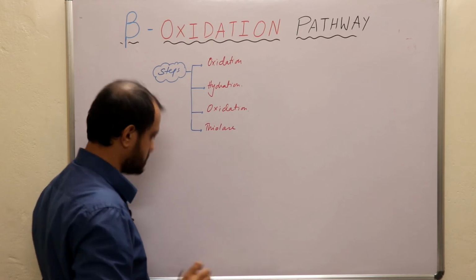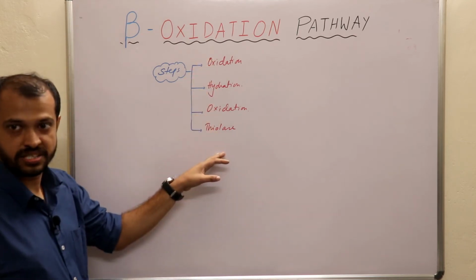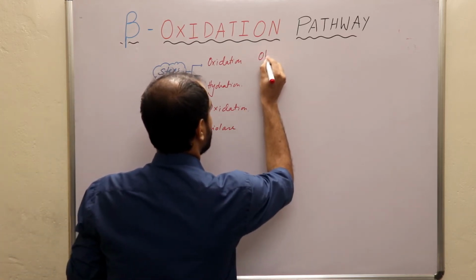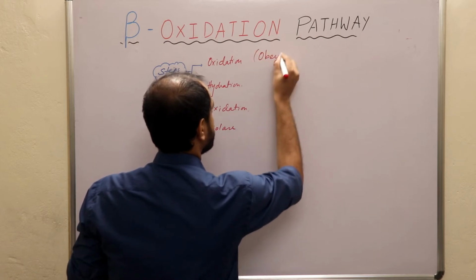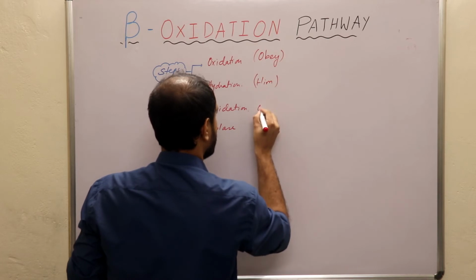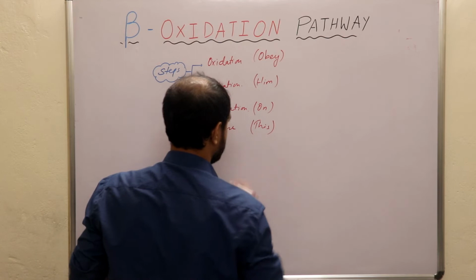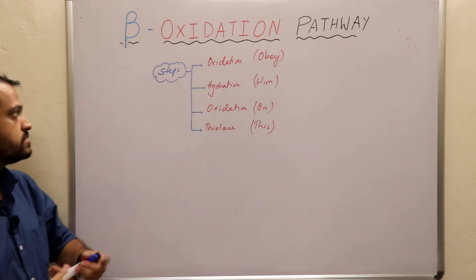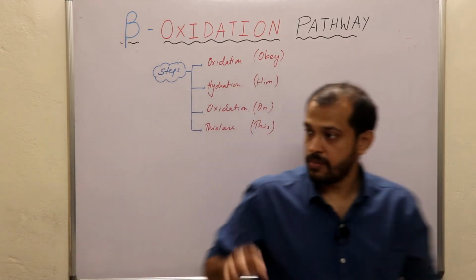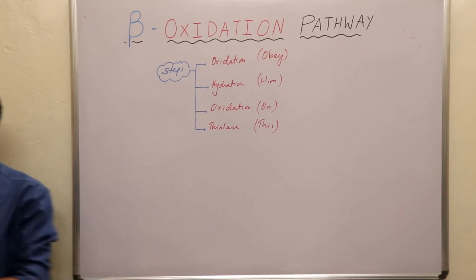Now listen with all your attention. How to remember this step by step thing? Listen. You will have to remember this by obey him on this. That's it. Obey him on this. That's a very basic thing you need to understand before you can proceed for beta oxidation. Listen.